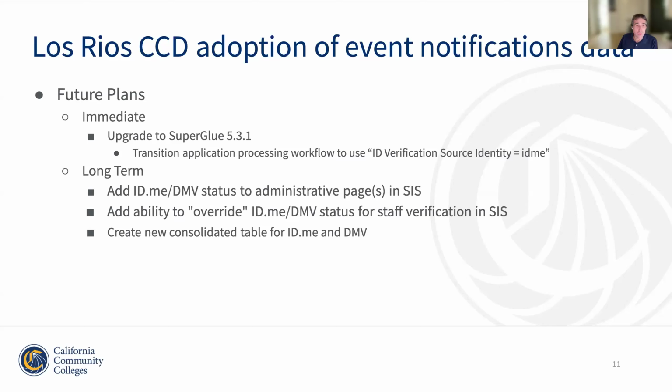And then the last step is we're still debating whether to consolidate it into one table with both ID and DMV statuses. We're trying to figure out how best to store that. Let's say someone had an ID status, it expired, and then they came back and verified with the DMV. Do we want to store that history in that custom table? So we're trying to figure out the best way to store that data, as well as the need for it from the functional people.